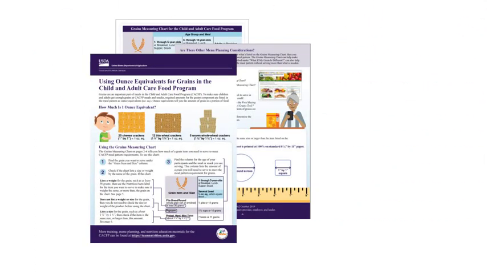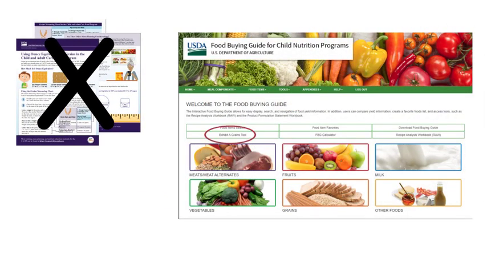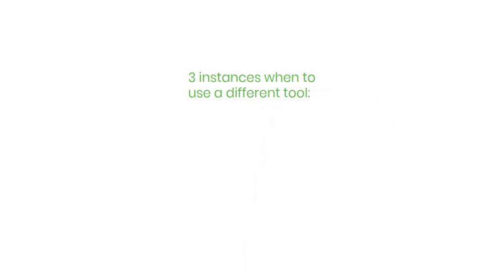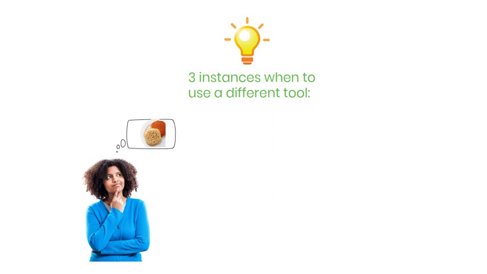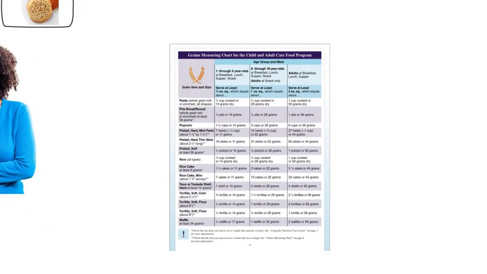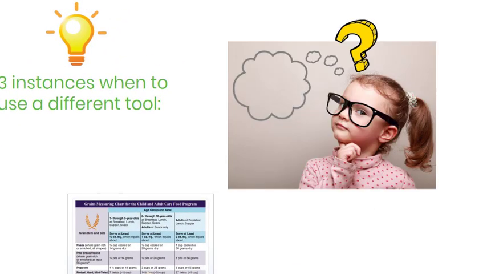Finally, although there are many times you could use this worksheet, there are times that this worksheet may not be appropriate for determining grains ounce equivalents. In those cases, you will need to use the Exhibit A grains tool located in the Food Buying Guide. In conclusion of this session, let's cover some instances where you might need to use another tool instead of the grains measuring chart. When an item you want to serve is not listed on the chart, an item you want to serve is smaller or lighter than what's listed in the chart, or you don't know the size or dimensions of the grain you want to serve.